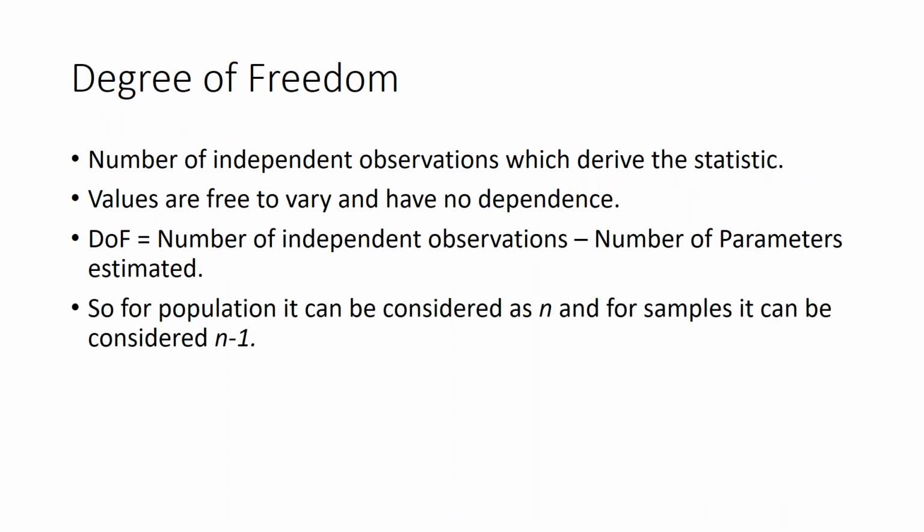But just to reduce the complexity, for the population it can be considered as n. Okay, so n number of samples, n is my degree of freedom. And for a sample, like whenever I have my sample mean, or basically sample set, okay, just like the population data, I have my sample data, we consider it n minus 1. Okay, so this is the degree of freedom.